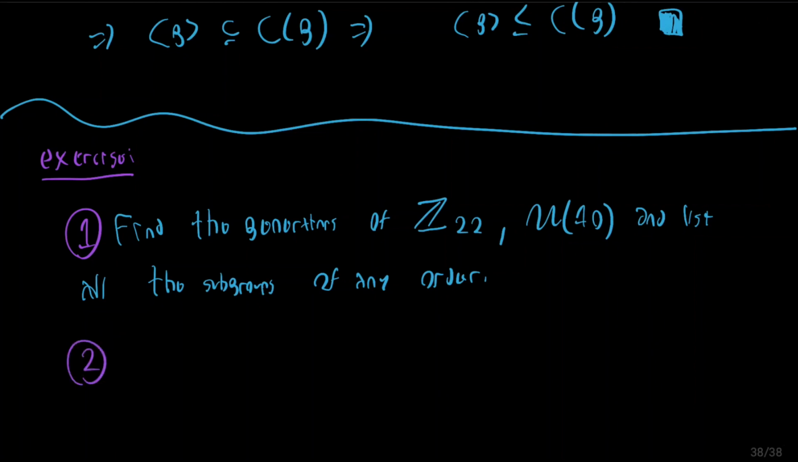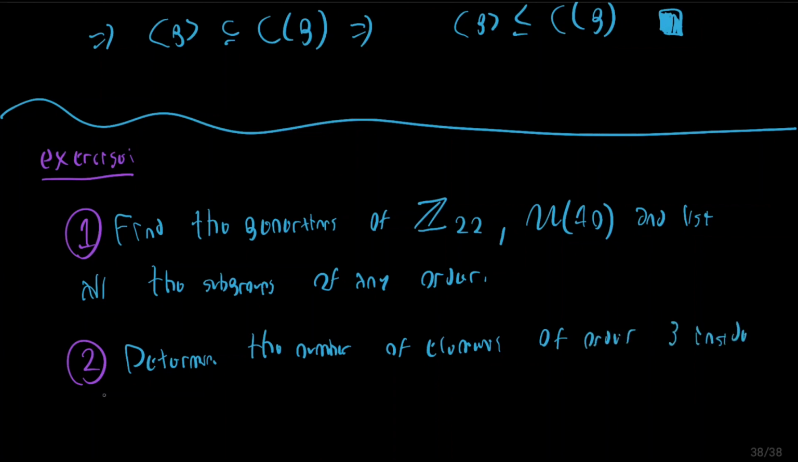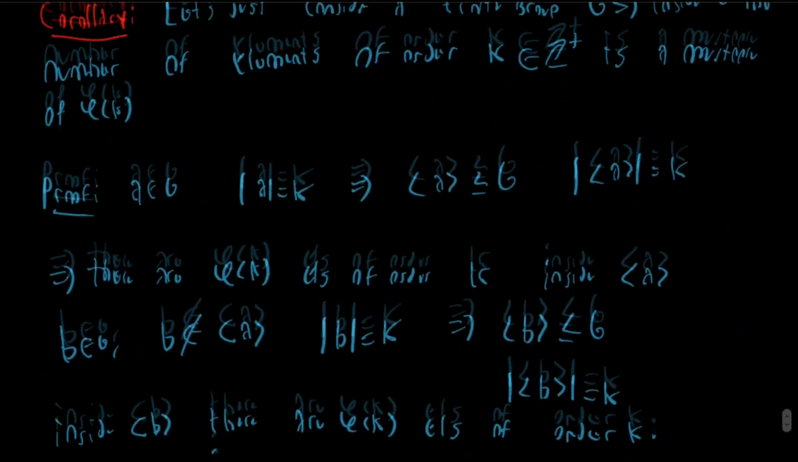Another interesting thing that we can do is determine the number of elements of order maybe of order 3 inside D6. In other words, the dihedral group of order 12, or the symmetries of a regular hexagon, and compare it with this corollary here that we've proven.